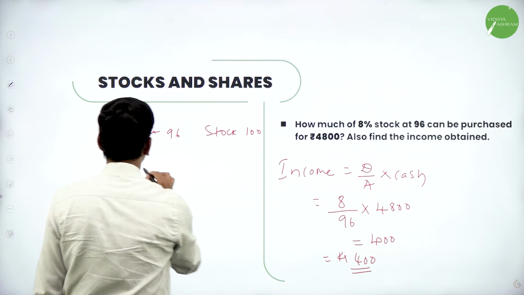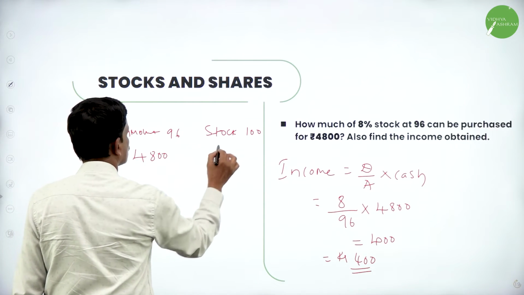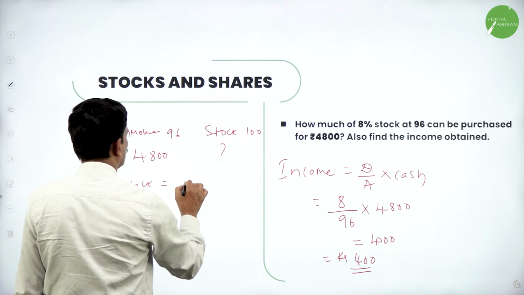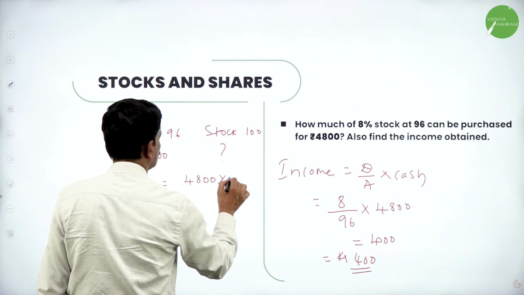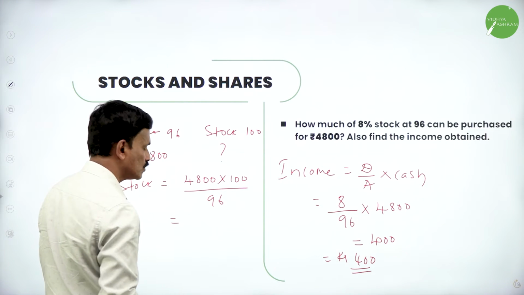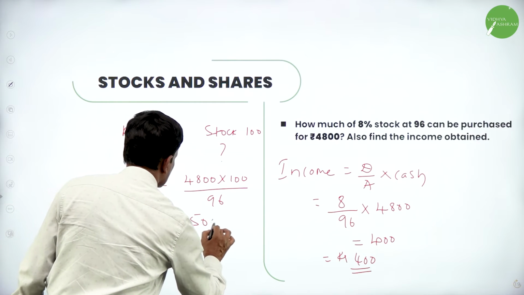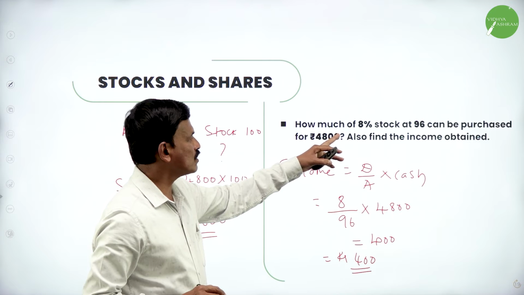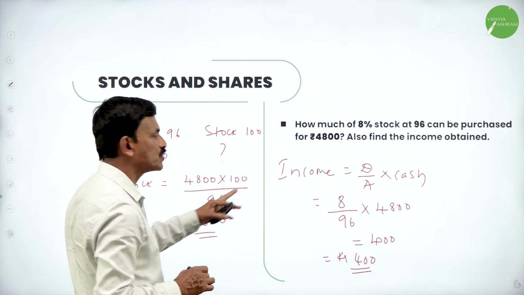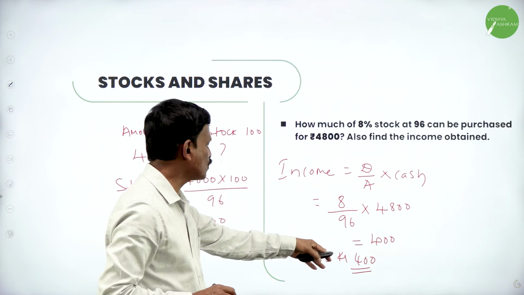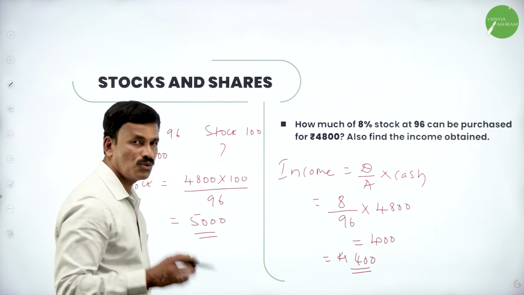Now for 4,800 amount, stock is the question mark. So therefore the stock is equal to 4,800 into 100 divided by 96. So that's equal to 5,000. That's it. So here how much 8% stock at 96 can be purchased for 4,800 means 5,000, and also find the income obtained is 400. That's it. Hope you followed.